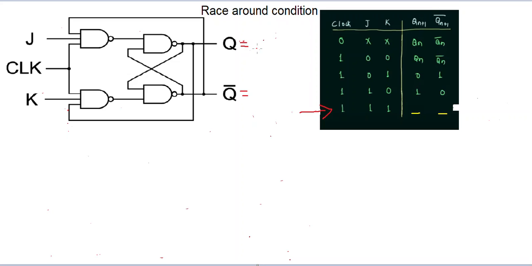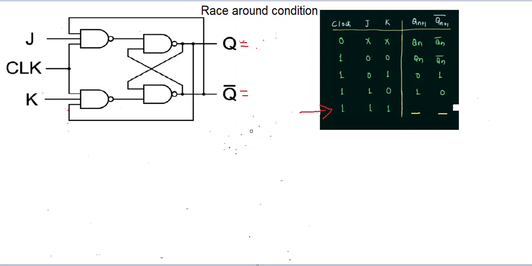Just to give a definition, race around condition is when the output triggers a change in output. Let's understand what I said. The output triggers a change in output. Suppose the output is 1. Since there is a feedback, it will create a change in output again, so the output will become 0. Again, it will create a change in output. That is the race around condition. Your output is not getting stable.